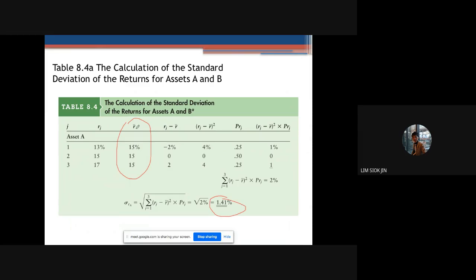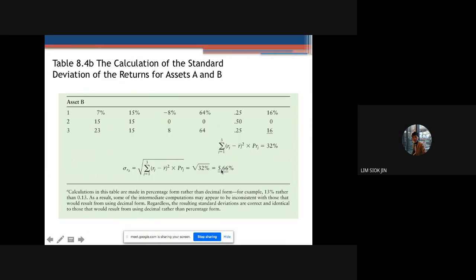So the return for A is the same as the return for B. But what about the risk? The risk is 1.41% for A. What about B? B is 5.66. So if we look at A, return and risk, this is 15%, 1.4, risk. So asset B, the expected return is also 15%, but the risk is 5.7, let's say.